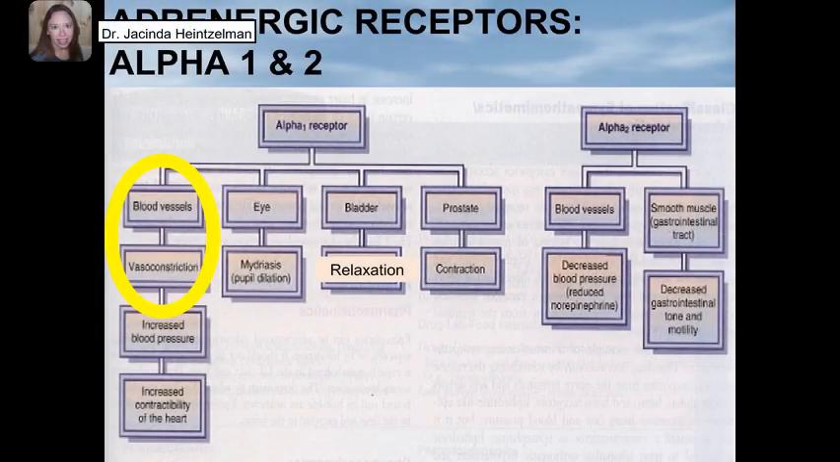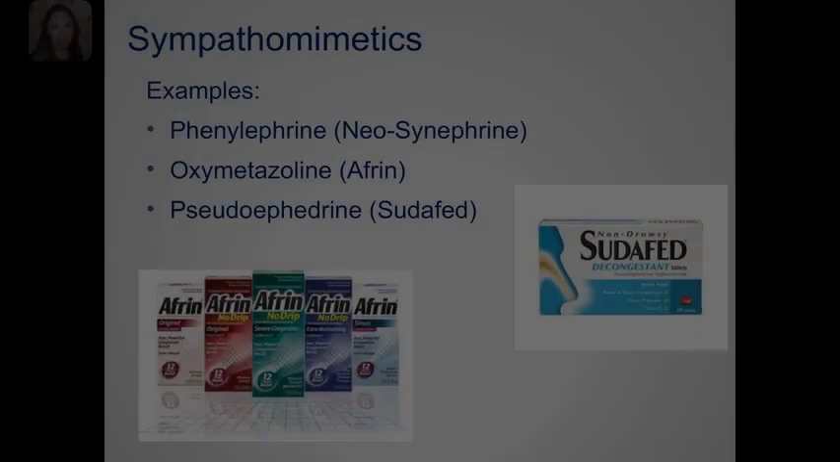You've seen this picture before, and here you can see we're working on the alpha-1 receptors. We're mimicking, we're stimulating it. So we're working directly on the nasal alpha-1 receptors, right on those blood vessels, in order to cause vasoconstriction, so we can stop that increased blood flow in order to stop that nasal congestion that the patient is experiencing.